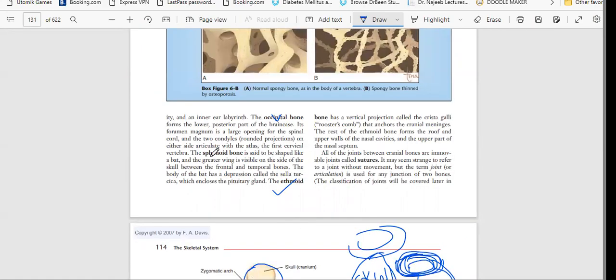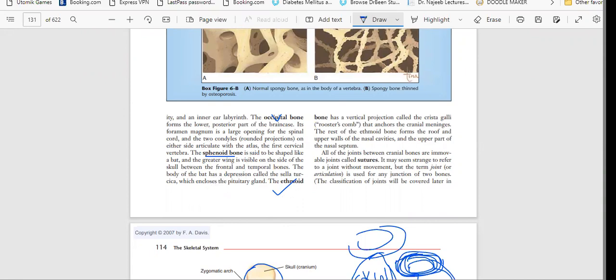Next we have the sphenoid bone. The sphenoid bone is said to be shaped like a bat, and the greater wing is visible on the side of the skull between the frontal and temporal bones. Here we have the sphenoid bones. The body of the bat has the depression called the sella turcica, which includes the pituitary gland.